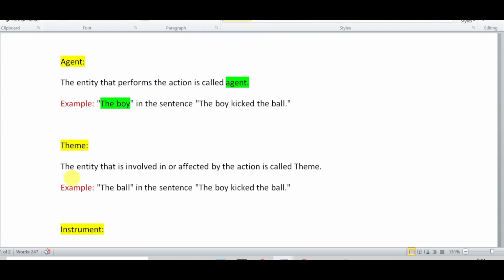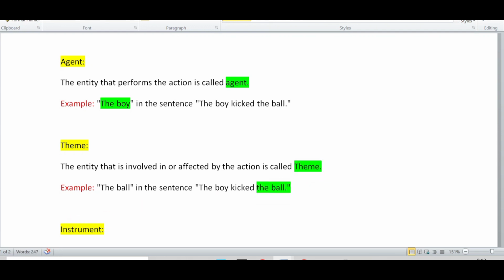Theme. The entity that is involved in or affected by the action is called the theme, and we say this is the object in grammar. The action goes upon it; the receiver of the action is the theme. Got it? The part that is affected by the action is called our theme. For example, the ball in the sentence, the boy kicked the ball. The action goes on the ball. This is our theme.